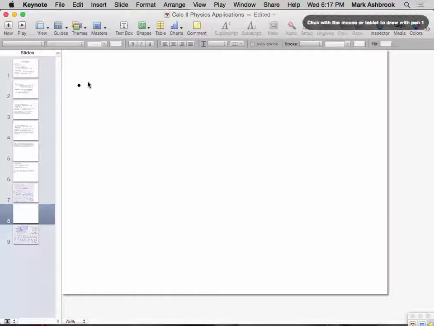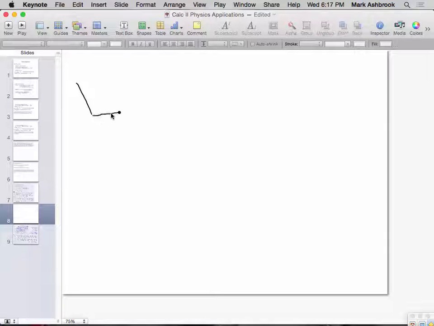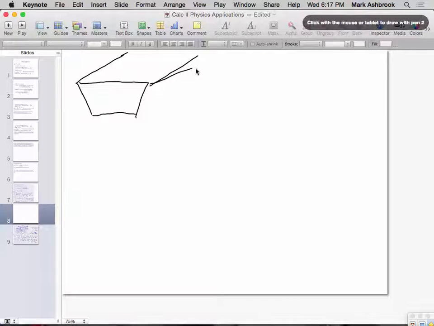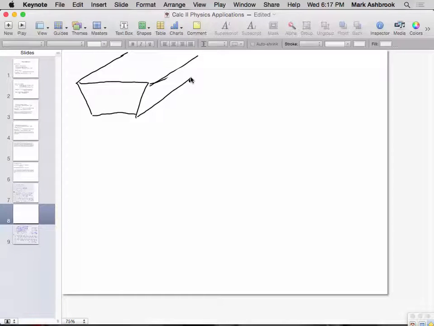Okay, so let's do this here. We've got a horse trough. Going back like this. That's like for water or something, for a horse. And let's say it's half full.